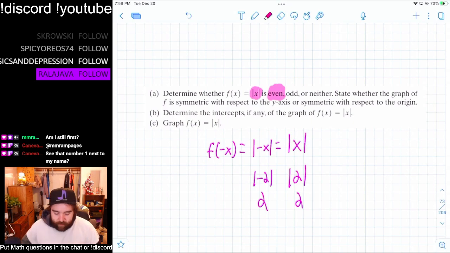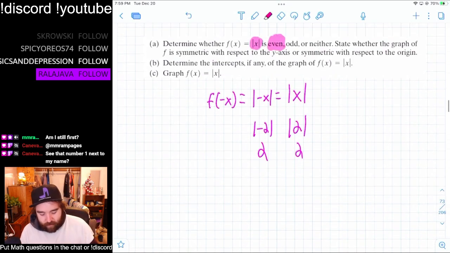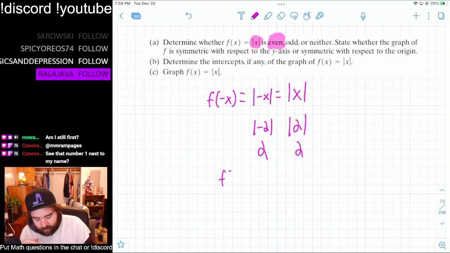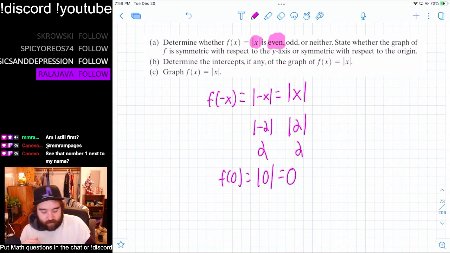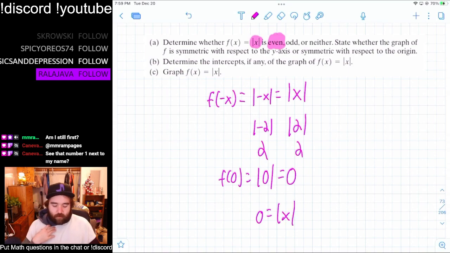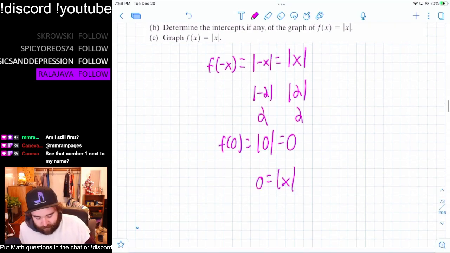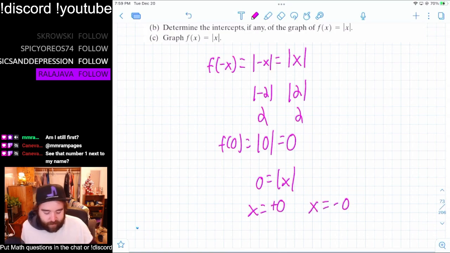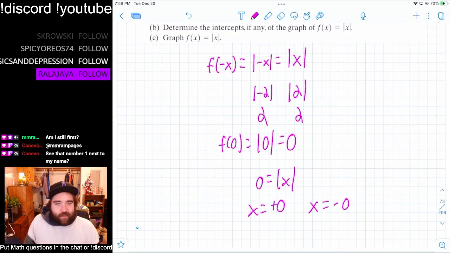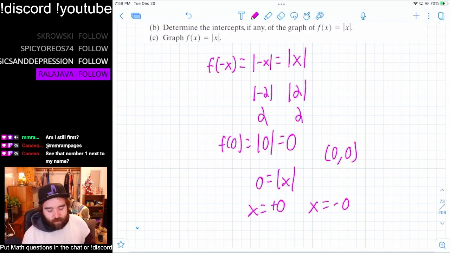All right, and then determine the intercepts, if any. Well, I think that's just going to be as simple as it was last time, because if we find f of 0, the absolute value of 0 is 0. And if we try to do 0 equals the absolute value of x, to find the x-intercepts by making the y value equal to 0, we would just get, if we solve it the typical ways, x equals positive 0, x equals negative 0, but both of those are the same thing. That's just 0. So, just like before, it's going to go through the origin, (0, 0).